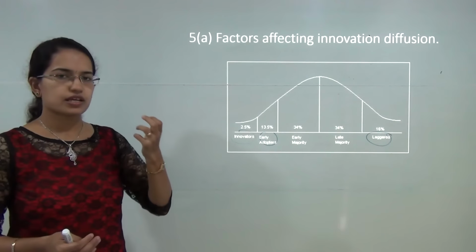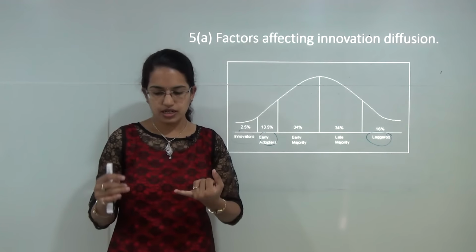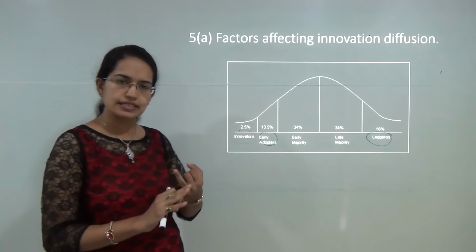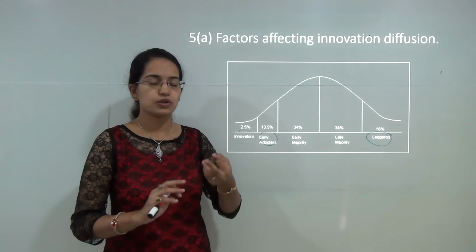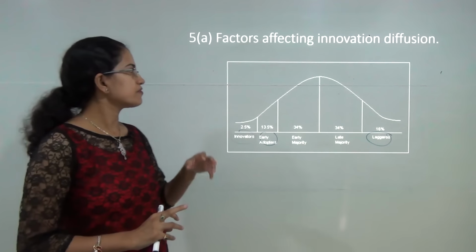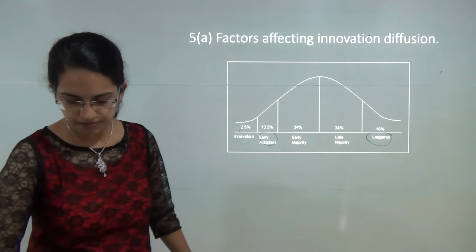Now the specific factors that would affect innovation diffusion would be the relative advantage of working around that concept, then the complexity of that concept that you are working around, the viability and the feasibility of its spread. So these are some of the major factors that affect the distribution and innovation.